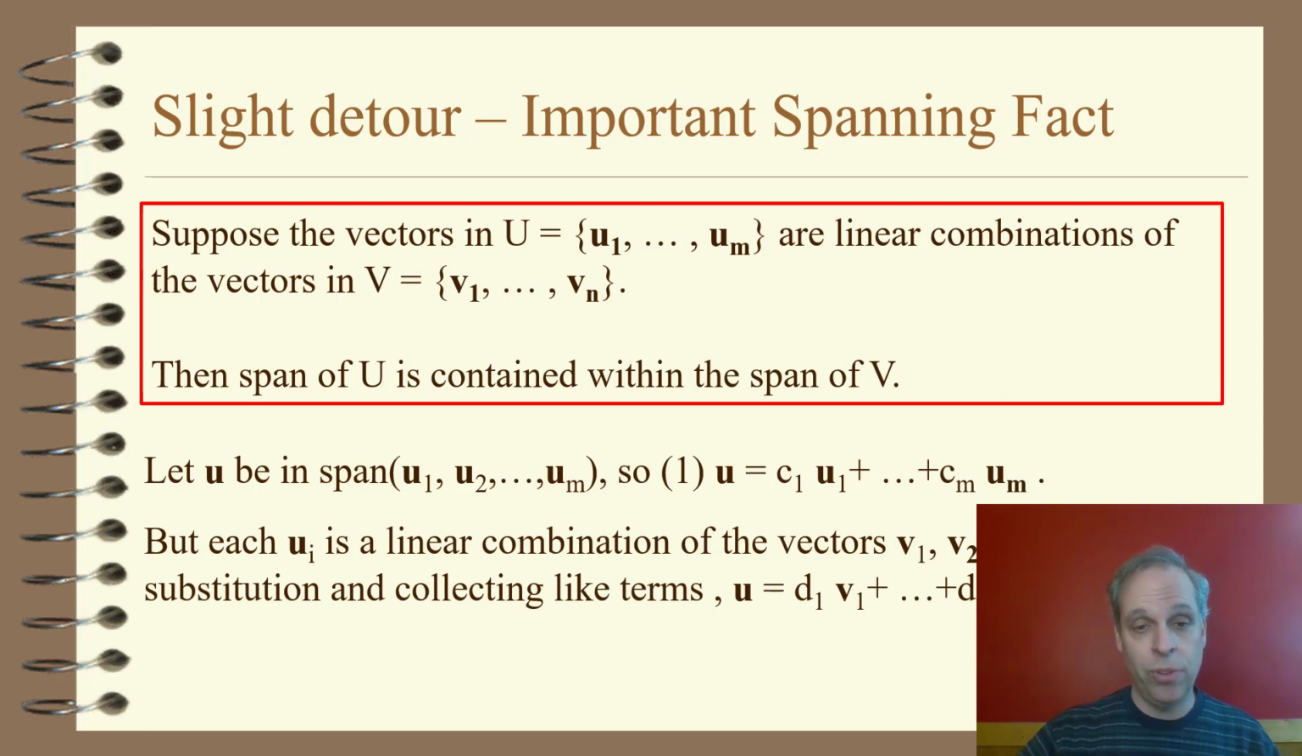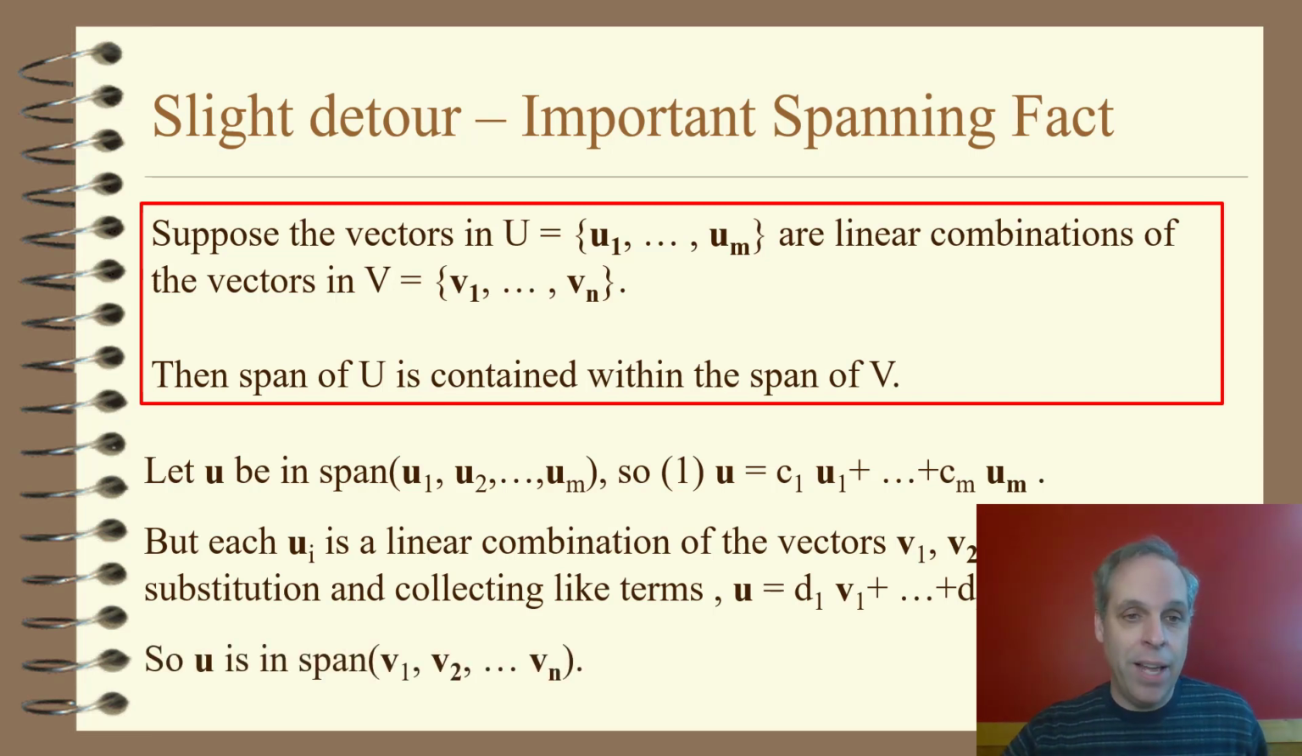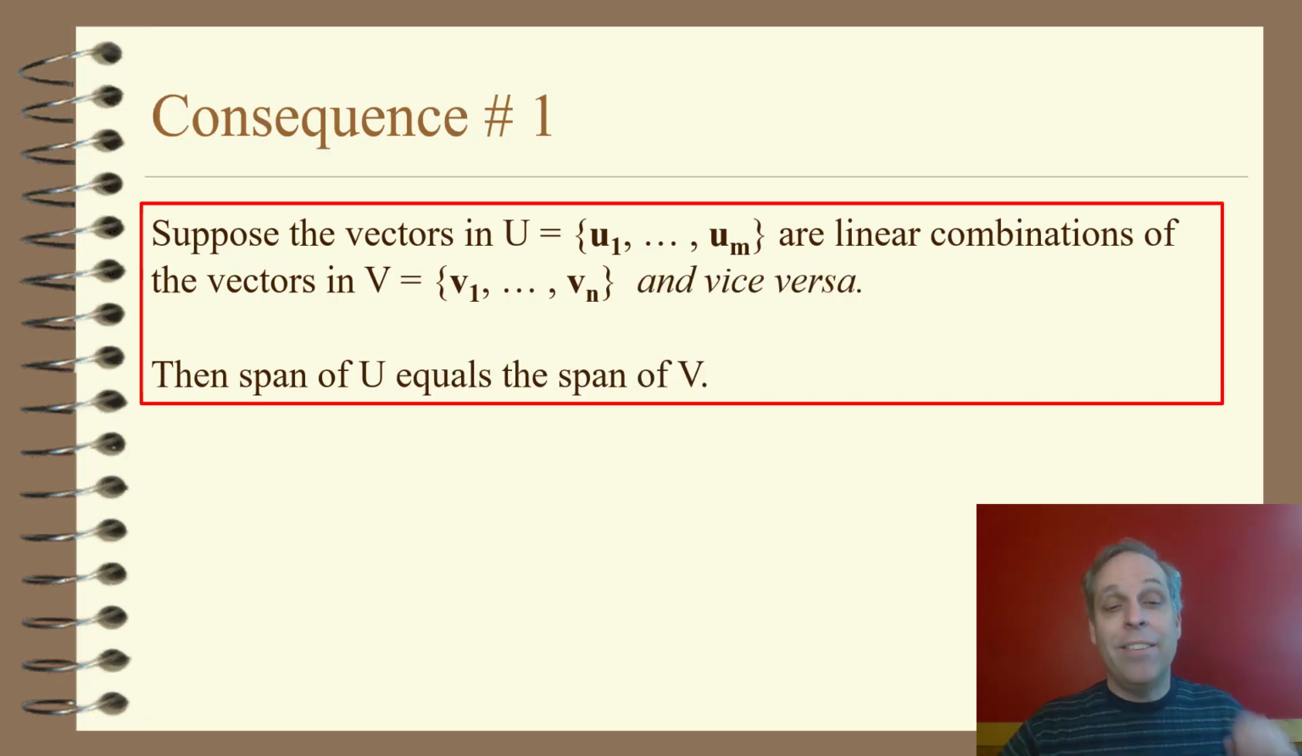So if U is in the span of V, that means that every single vector in the span of U is automatically in the span of V. So the span of U is contained in the span of V. Nice, right? Simple.